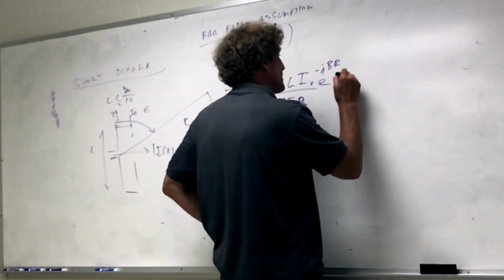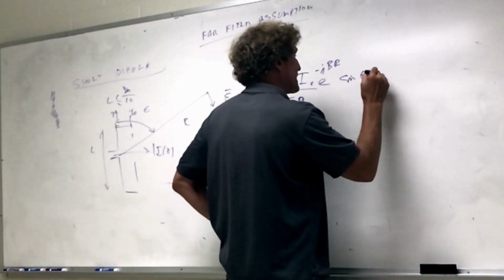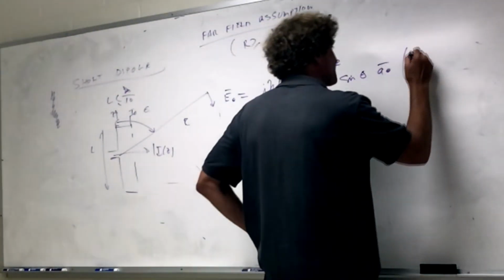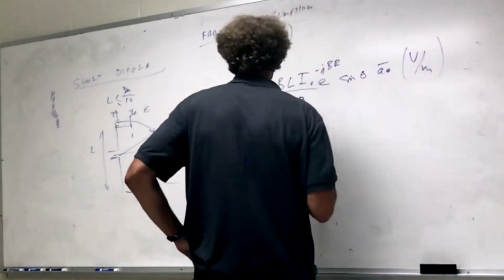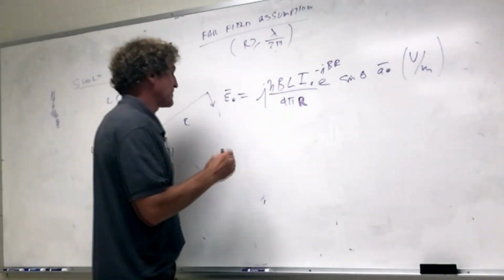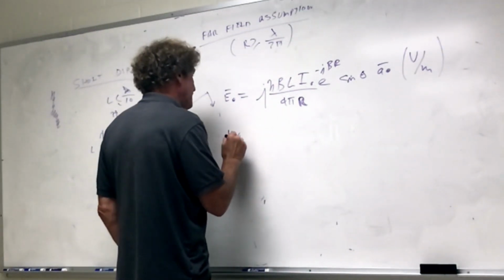And there's the very important sine of theta. And this is in the a theta direction. The units are volts per meter. So that's the electric field from a short dipole. The magnetic field from a short dipole in the far field.